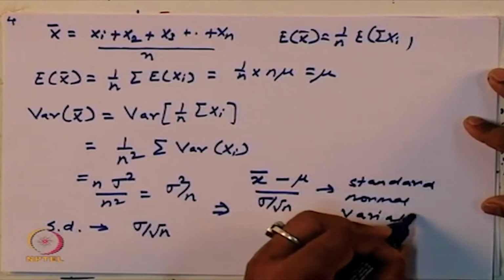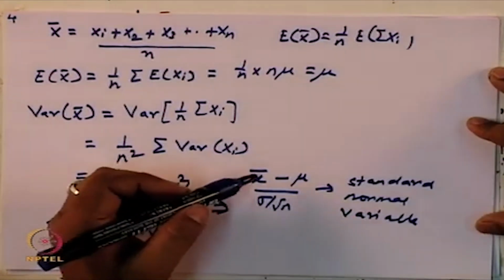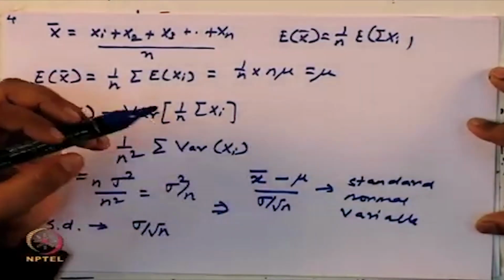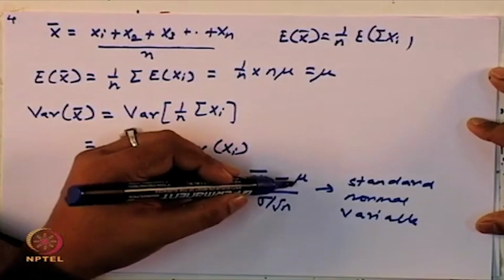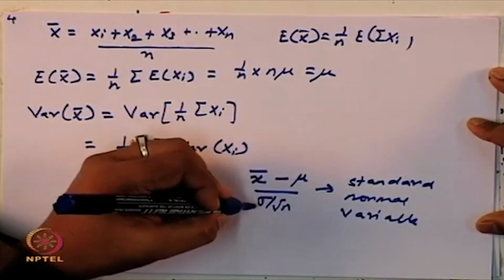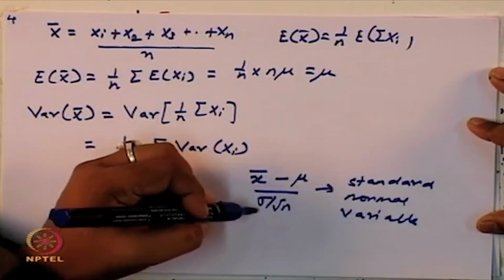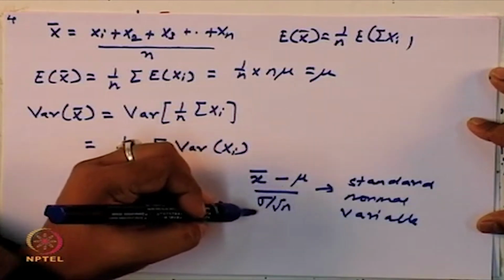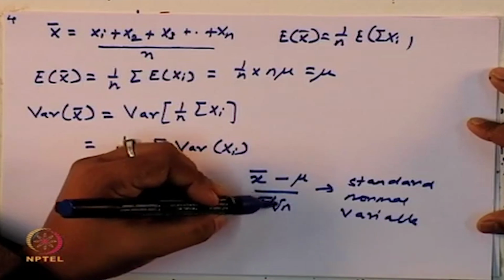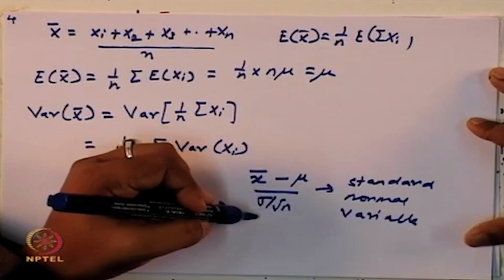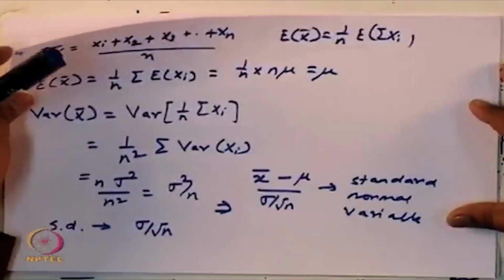Okay. So, there are two major differences. For summation xi, your mean is n mu and the standard deviation is sigma root n, but for x bar the mean is mu and the standard deviation is sigma by root n. Okay. So, in one case you have sigma root n, in the other case you have sigma by root n. Okay. So, let us try doing a few examples of the sample mean.